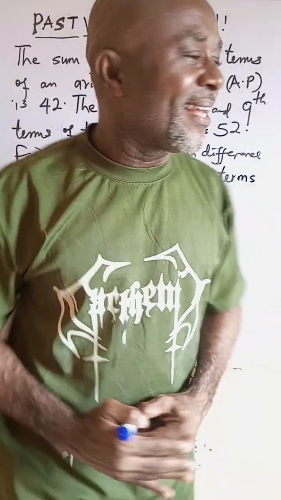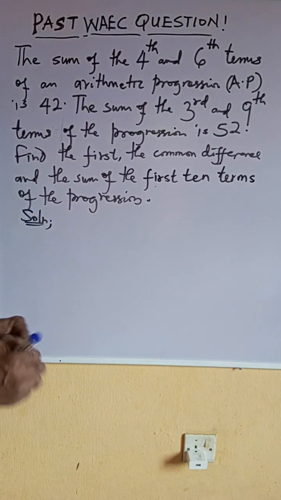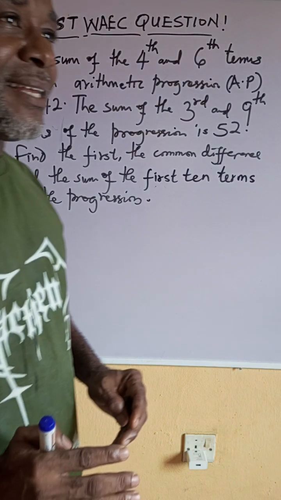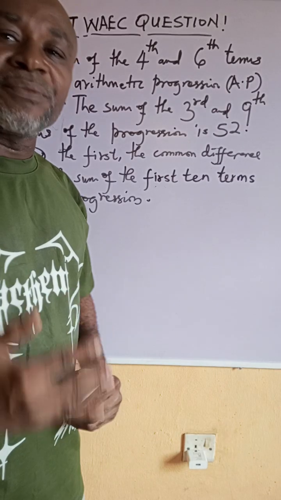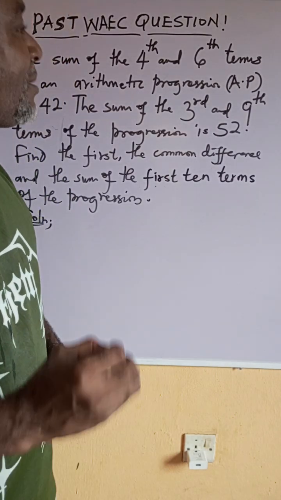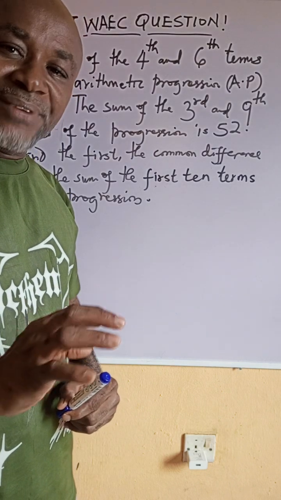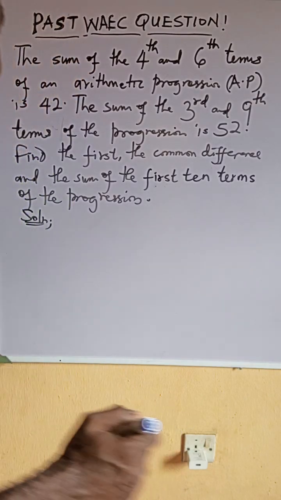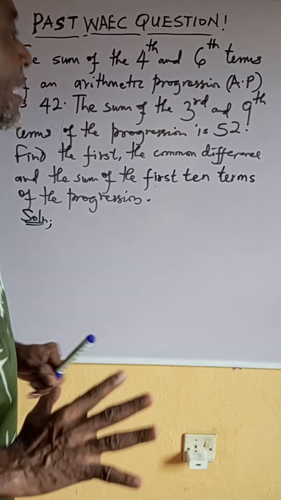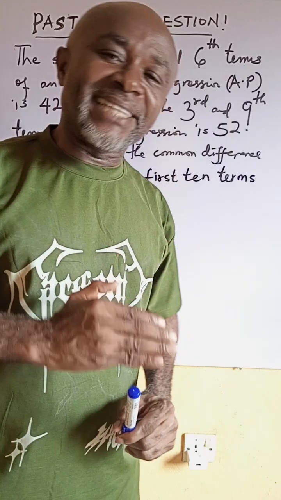Relax, it's not difficult. I shall take it step by step. Solution. Now, arithmetic progression is a branch of sequence that deals with a term we call the first term and the common difference. In arithmetic progression, all the terms increase or decrease in equal steps.